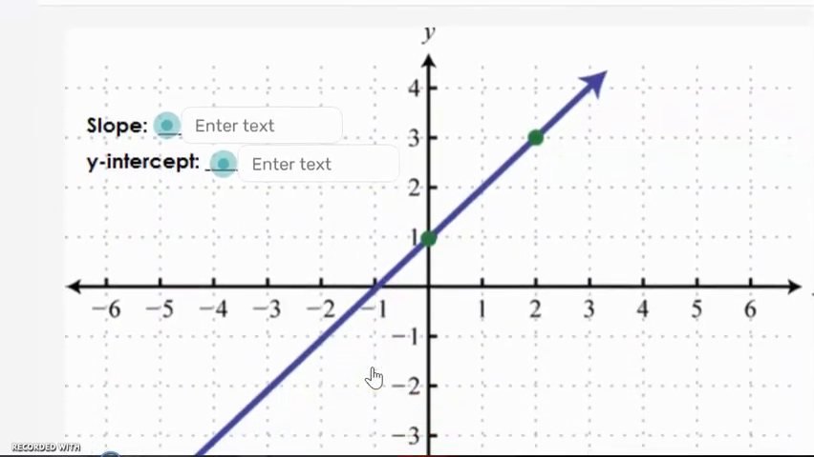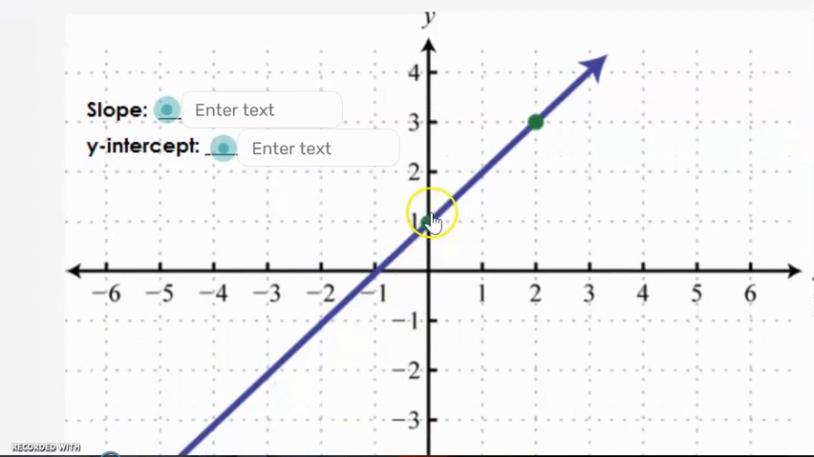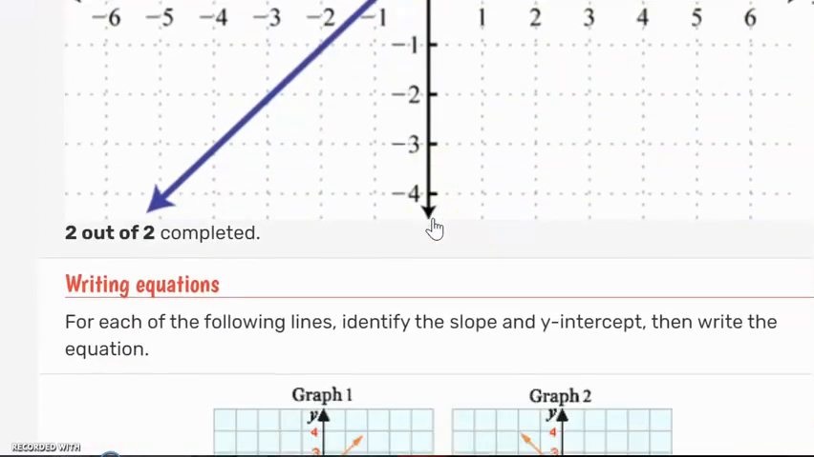You're going to do the same thing here. What is my slope? Let me count the points. 1, 2, up 2, over 2. I'm going to get a slope of 1. And my y-intercept right here, 0, comma 1. I'm landing right on the 1 here.